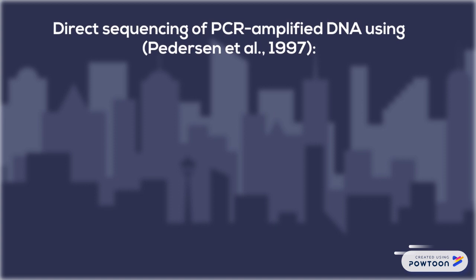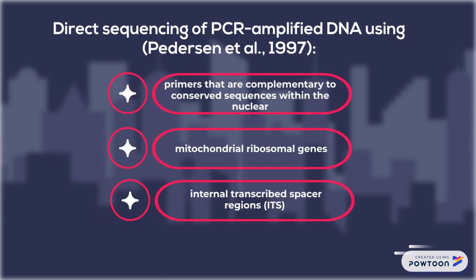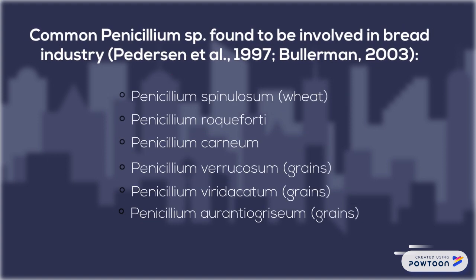To identify the specific groups of fungi, direct sequencing of PCR-amplified DNA was used, with primers that are complementary to conserved sequences within the nuclear and mitochondrial ribosomal genes and internal transcribed spacer regions (ITS). Among all of them, the internal transcribed spacer regions, also known as ITS, were favored for Penicillium species detection. Penicillium spinulosum, Penicillium roqueforti, Penicillium carneum, Penicillium verrucosum, Penicillium viridicatum, and Penicillium aurantiogriseum are common Penicillium species found to be involved in the bread industry.